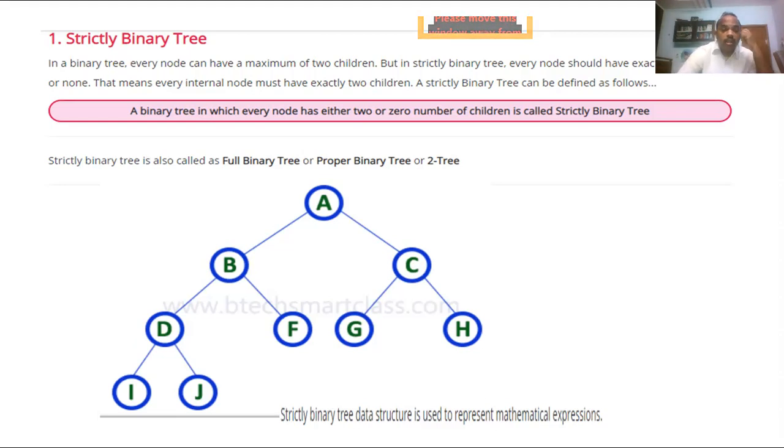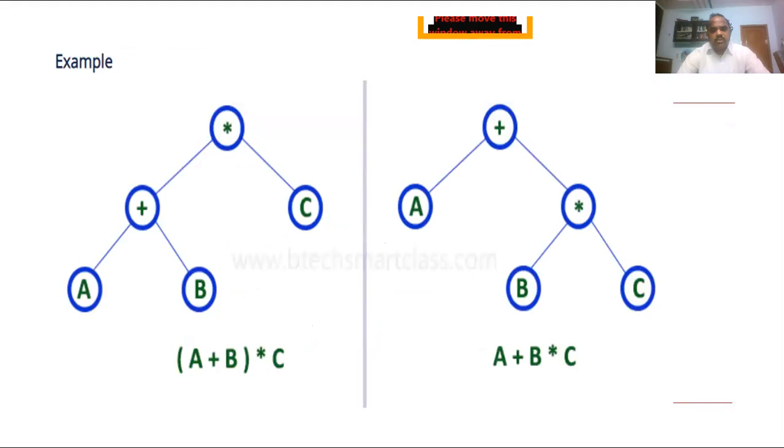So remember this. What is a full binary tree? In a full binary tree, every node has either two or zero children. It is called a strictly binary tree, or full binary tree, or proper binary tree, or two tree. Two means two nodes. So these are the examples of a full binary tree.